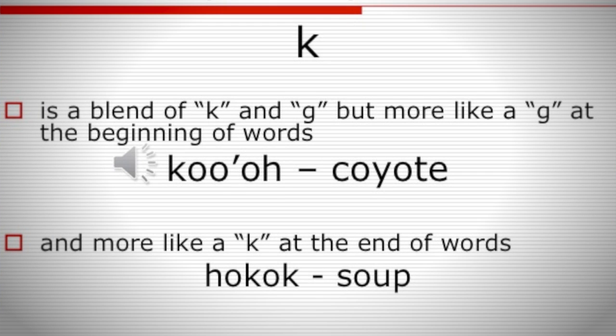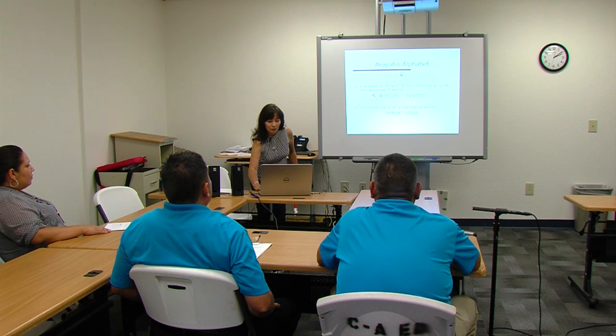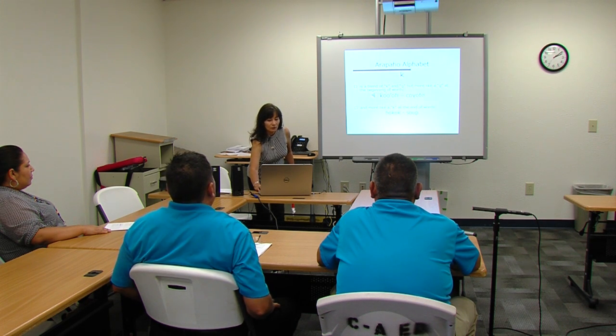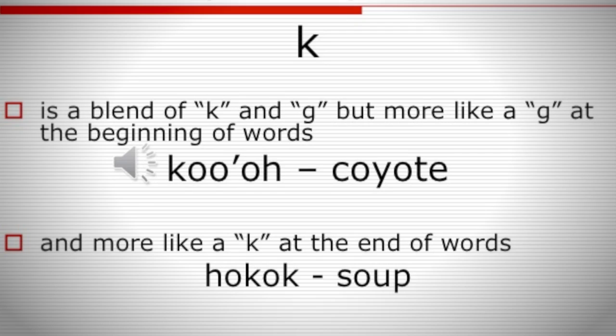K is a blend of K and G, but it sounds more like a G at the beginning of the words. Okay? This word means coyote. Let's listen to it. Ko'o. Now let's say it. Ga'a. Ga'a. Okay.